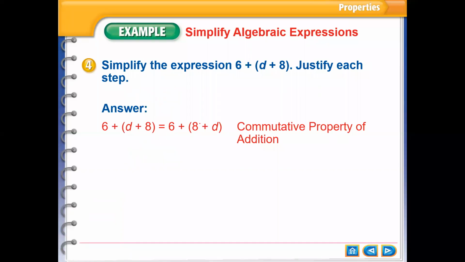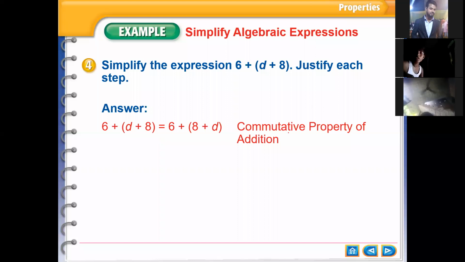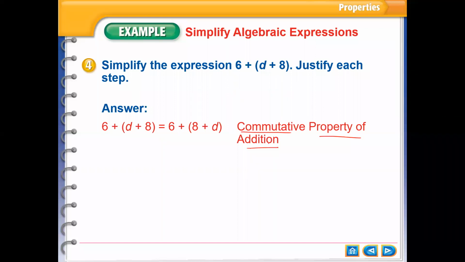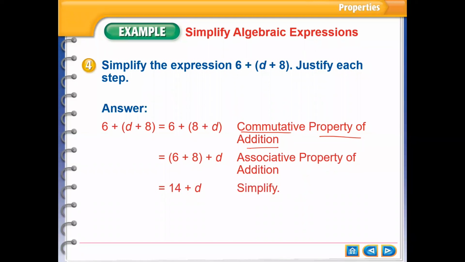So you can see what they have done. They have used the commutative property for addition. Then they have added 6 plus 8. So the answer is 14 plus D. Is it okay, students?